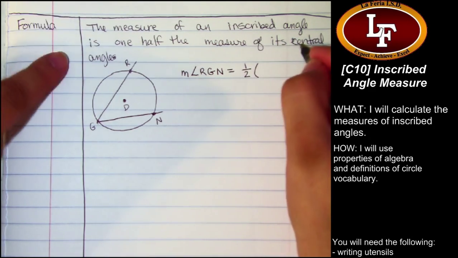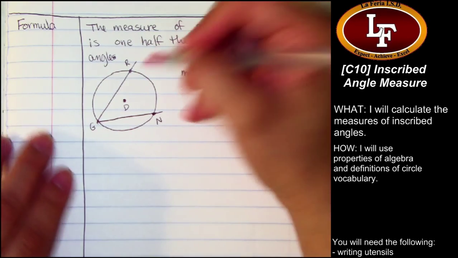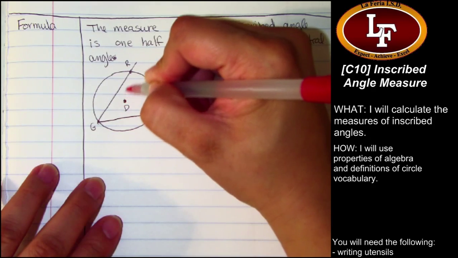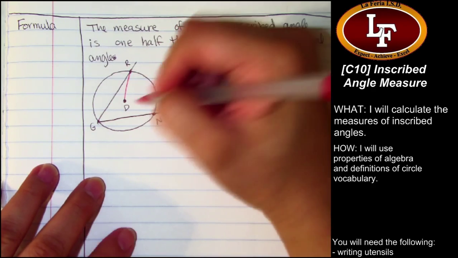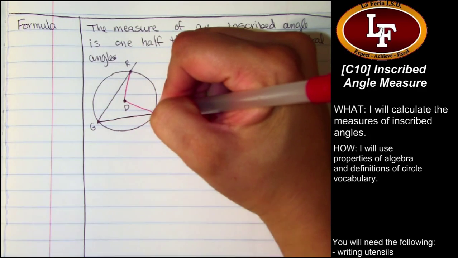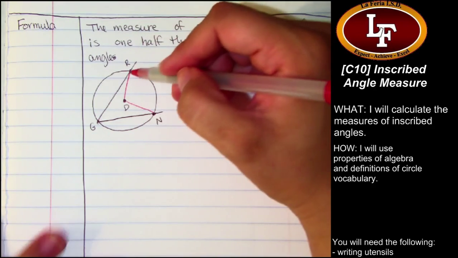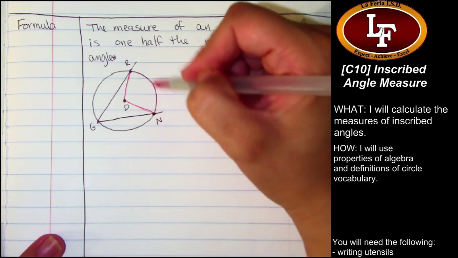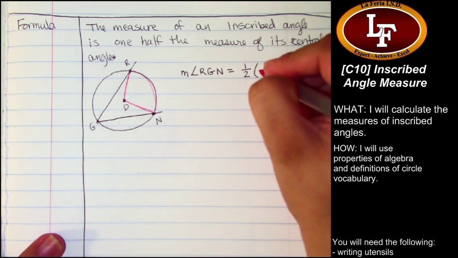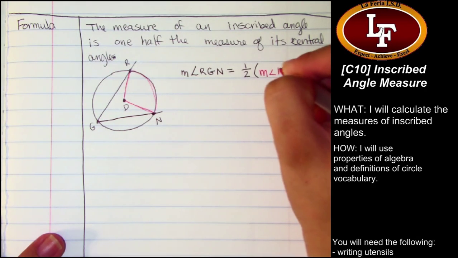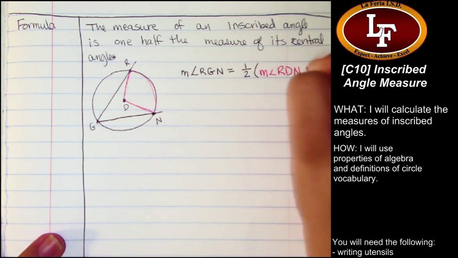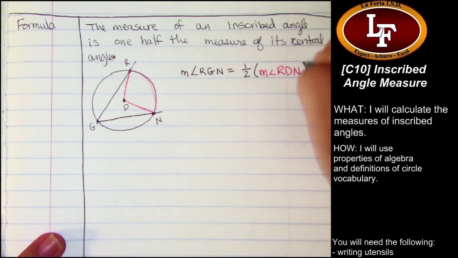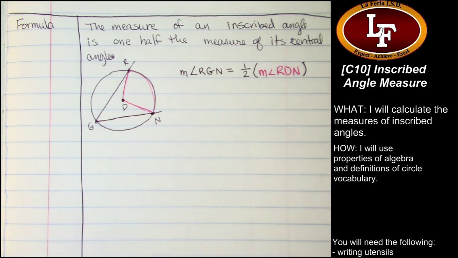times the measure of its central angle. That is, notice this right here. From the center to R, I could draw a segment. And from the center to N, I could draw another segment. This angle right here would be the central angle that is also creating this arc right here. And so the measure of that angle is the measure of the central angle that is related to the arc that is being created by that inscribed angle. And so this is our basic formula. The names are going to change depending on the setup, but this is the basis of what we can do.